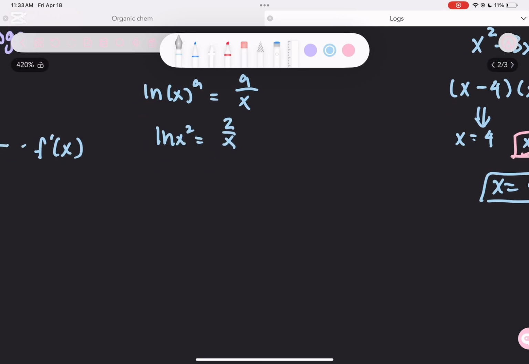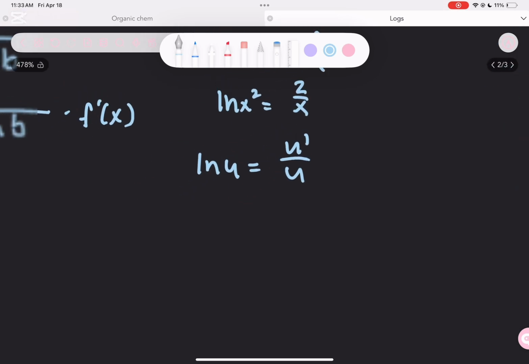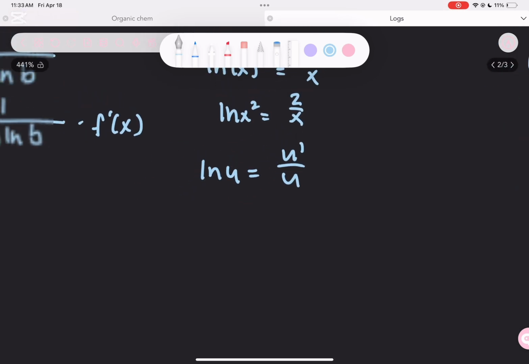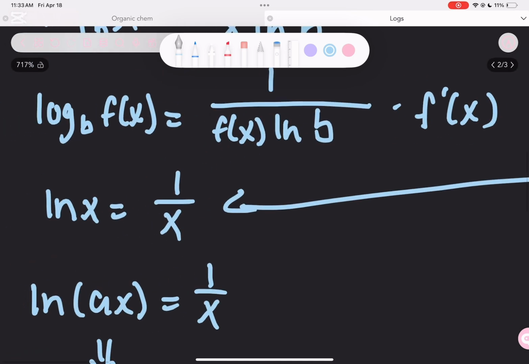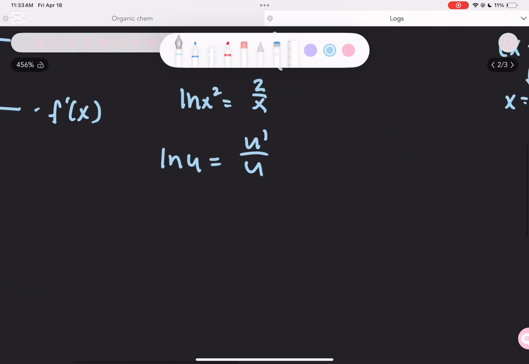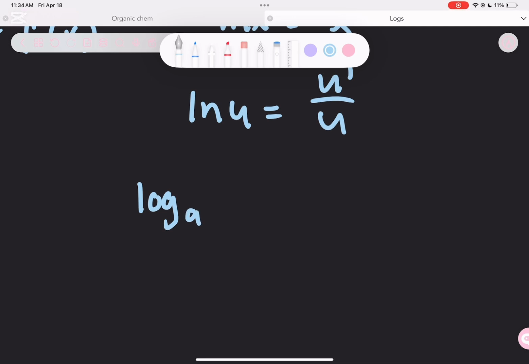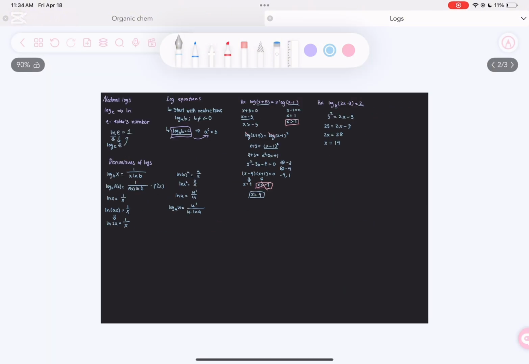And if you have ln u, it would just be equal to the derivative of u over u. This is a little similar to the previous one, but that one is essentially saying that the derivative of x is equal to 1. That's why there's a 1 there. But if it wasn't just x, it'd be the derivative. And if you have log base a of u, it'll be equal to the derivative of u over u times 1 over ln a. Very similar. Okay, so let's do some practice questions.